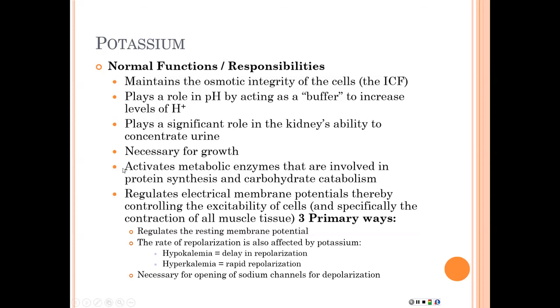You need it to grow. Many enzymes require it, particularly in protein synthesis and carbohydrate catabolism. This is our metabolism. And key here is its role in regulating membrane potential. So we talked about sodium as being the depolarizer. Well, here's your three functions of potassium in terms of neuron function, action potential function. First of all, it regulates resting membrane potential. That's a key factor in function.